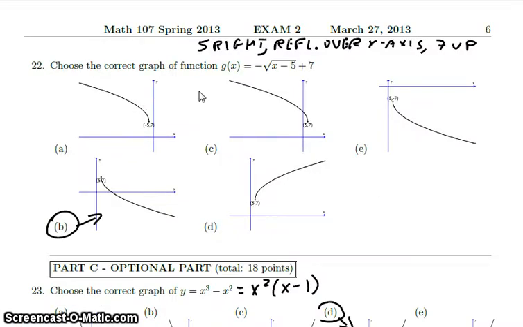Problem 22. Choose the correct graph of function g of x is equal to negative square root of (x minus 5) and then plus 7 outside the square root. So we take the square root function y is equal to square root of x and we shift it 5 to the right, reflection over the x-axis, and then at the end 7 up. So the square root function will look more or less like this. y is equal to square root of x, and it starts at (0, 0), and then shifted 5 to the right, reflected over the x-axis, and then 7 up is this one.